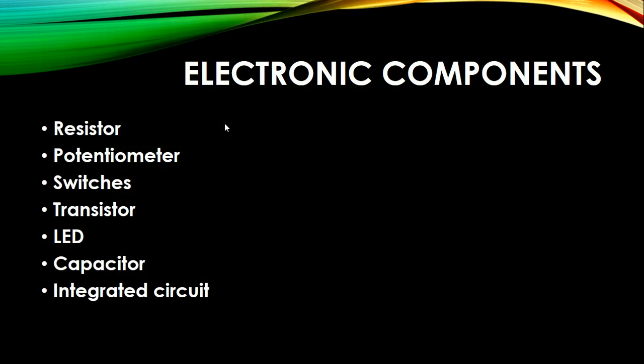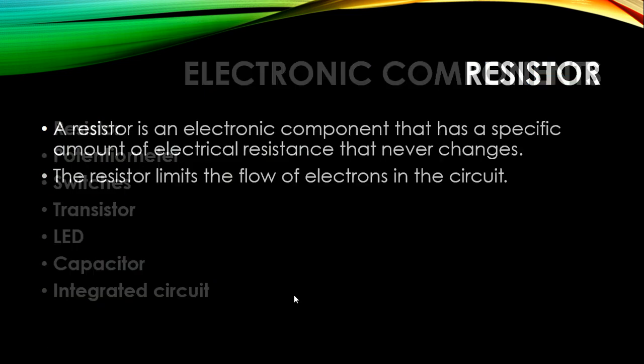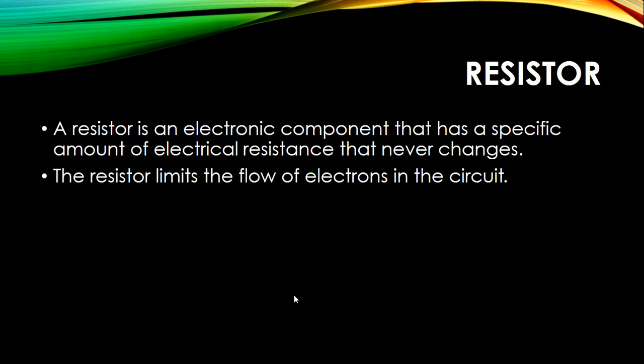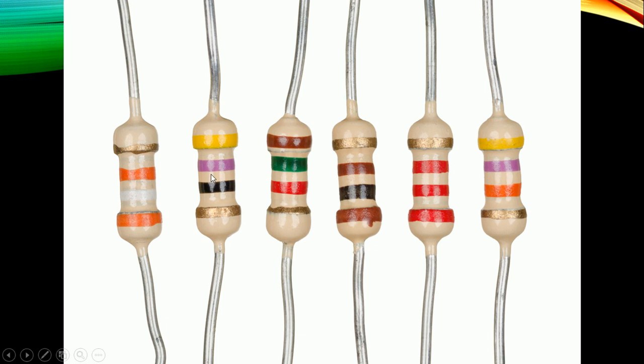Okay, next we have electronic components. We're going to discuss different electronic components: resistor, potentiometer, switches, transistor, LED, capacitor, and integrated circuit. Let's go first with the resistor. A resistor is an electronic component that has a specific amount of electrical resistance that never changes. The resistor limits the flow of electrons in the circuit. That's why it is called a resistor, resistance in the flow of electrons. These are examples of resistors.